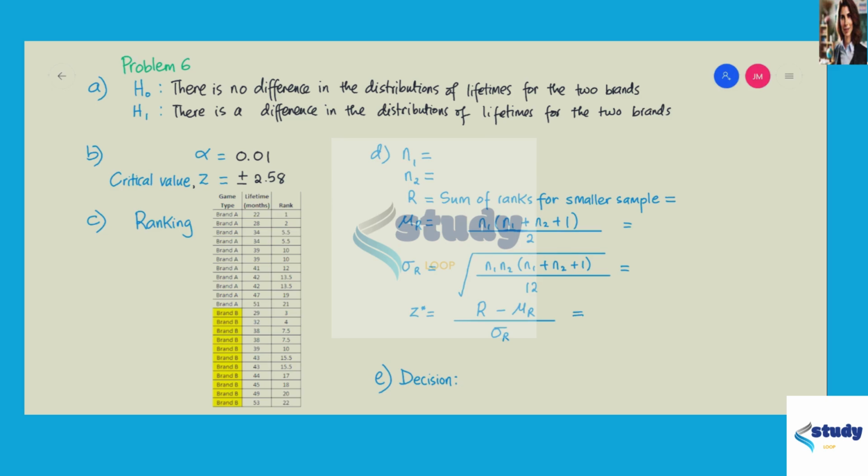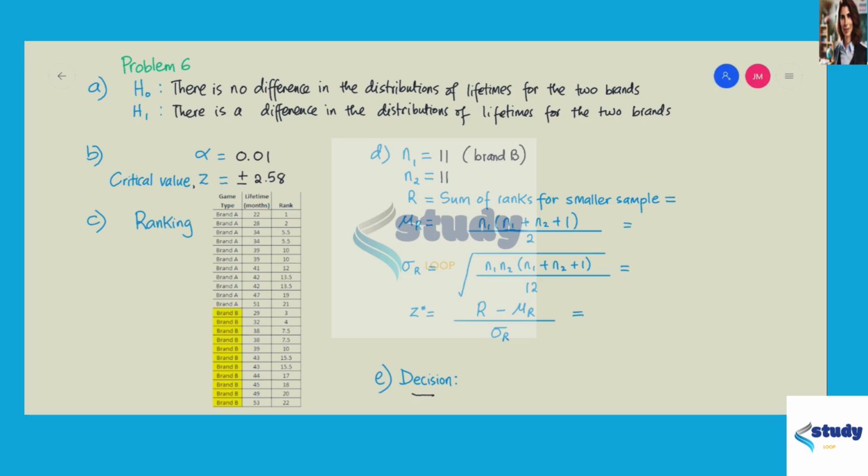Next, we have the data ranked for the two brands of video games, and we are going to consider N1 and N2, where in this case N1 is the sample size for the smaller sample, and since these samples have the same number of video games, 11, we have to pick any of the two. And in our case, we're going to use brand B as N1. You can also use brand A and still arrive at the same decision at the end.